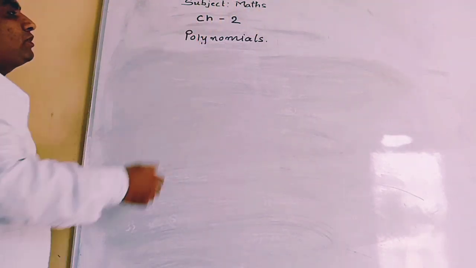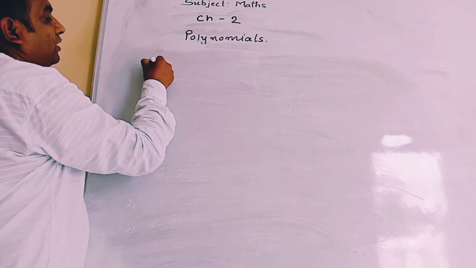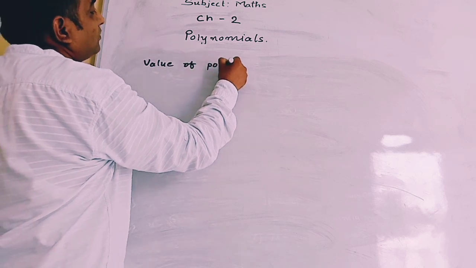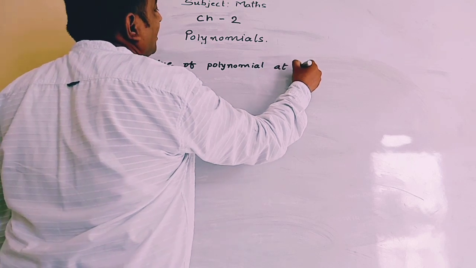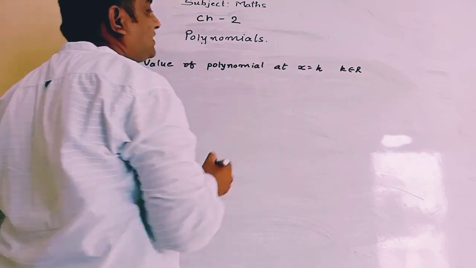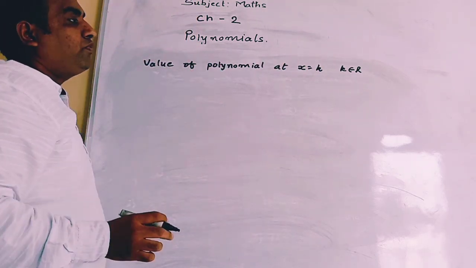Subject: Math. Chapter 2: Polynomials. Today we will study the value of a polynomial. If x equals k, where k is any real number, which is any number, then we want to find out the value of the polynomial.